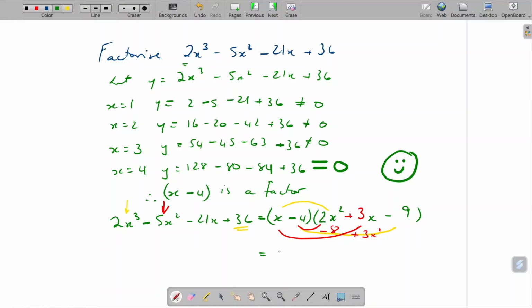I now need to complete the factorization. So that equals x minus 4. 2x squared is going to become an x and a 2x. A 9 is going to become a 3 and a 3. I need to end up with plus 3, so it's going to be plus 3 over there and minus over there. Please note that I don't need to go further. I have got my three factors. There is my first factor. There is my second factor. There is my third factor.